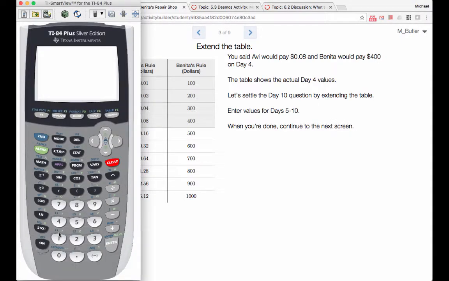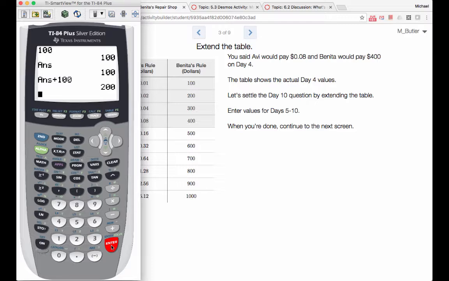So if we put in 100 and then hit enter, what that just did is take the $100 and store it in what's referred to as a variable called ans. If I hit second and the minus sign, that variable ans now has 100 in it. So I'm going to take ans and use Benita's rule and add 100 to that. Now if I hit enter again, notice I get back 200.